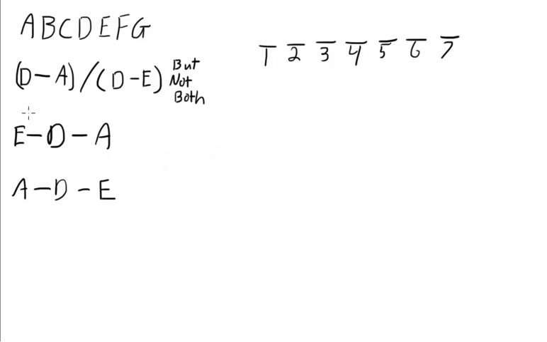The way that we diagram this is we choose one or the other, it doesn't matter which, and we say E before D before A. Let's just choose this one, and we put a switch on top.